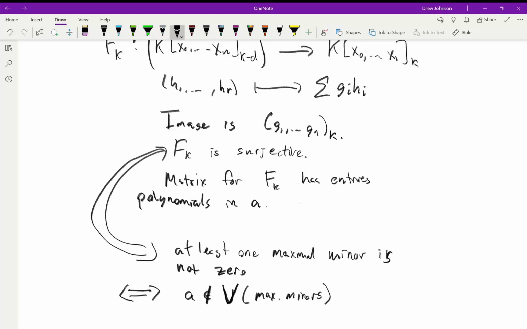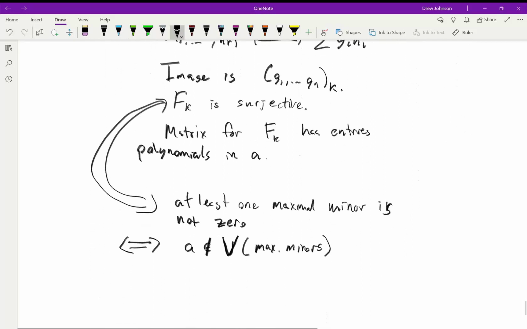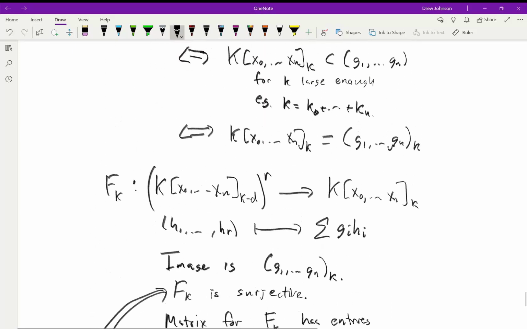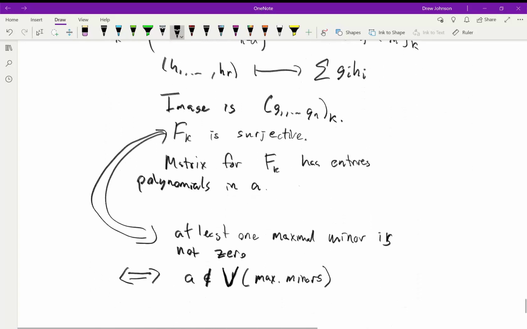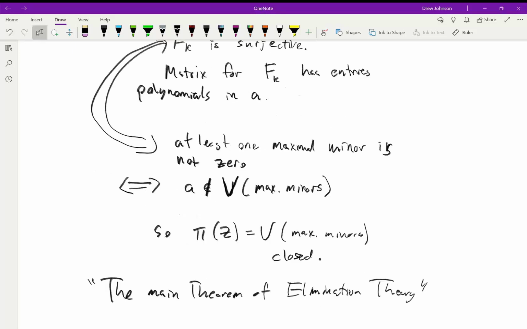All right, but now we have what we want. We've proven that, going back up here, A is not in pi of Z. It's the same thing as A not being in the vanishing set of the maximal minors. So that shows that the vanishing set of the maximal minors is exactly pi of Z. So it's a closed set: pi of Z equals the vanishing set of the maximal minors, closed, which is what we wanted to show.